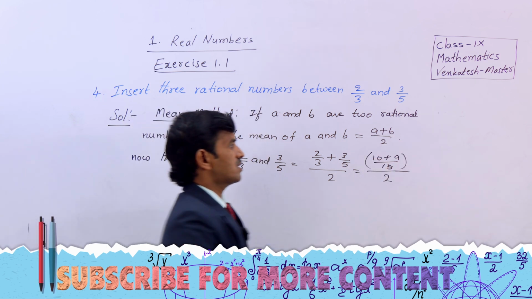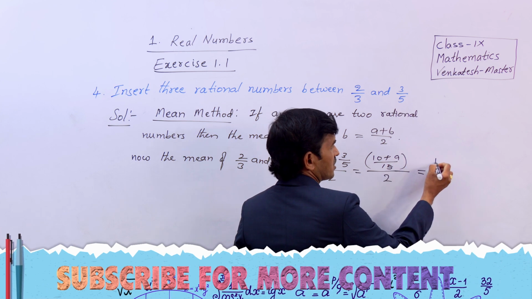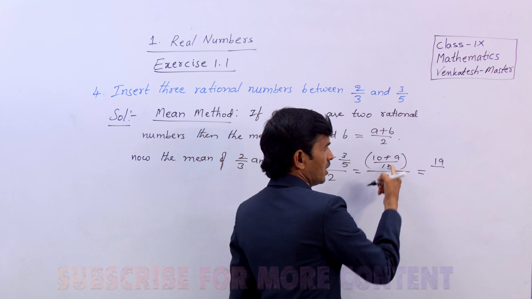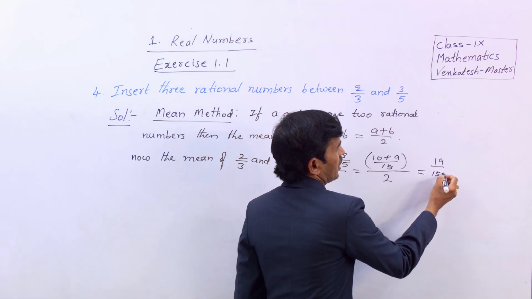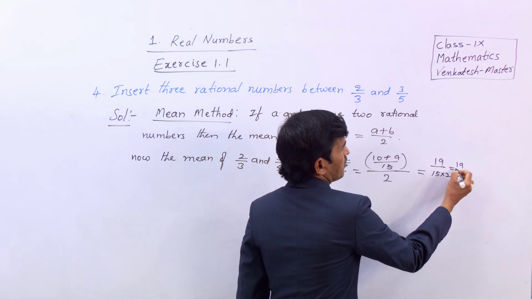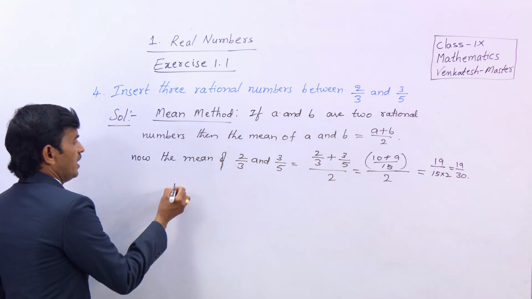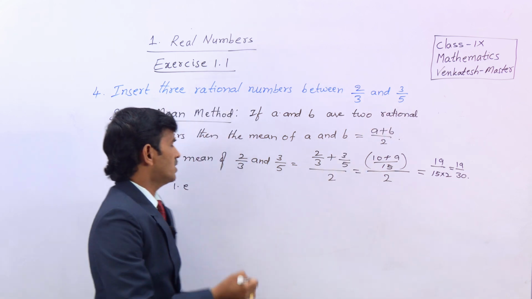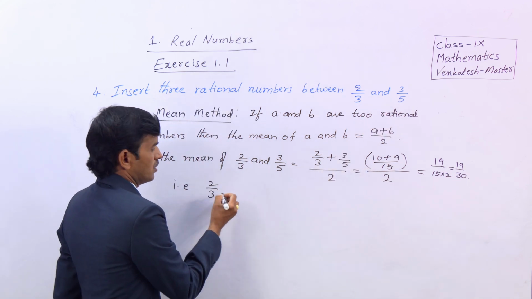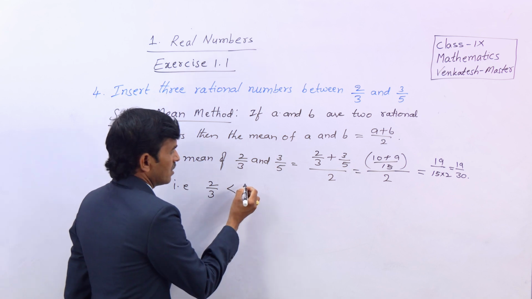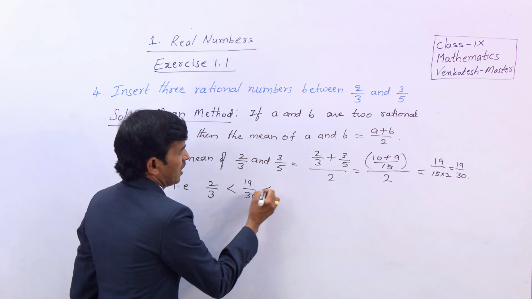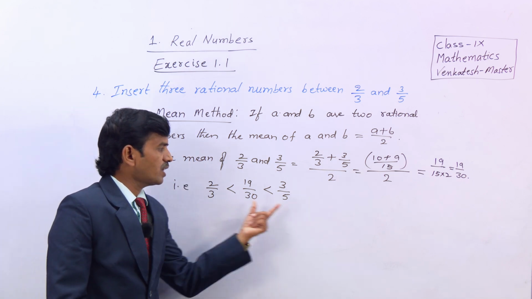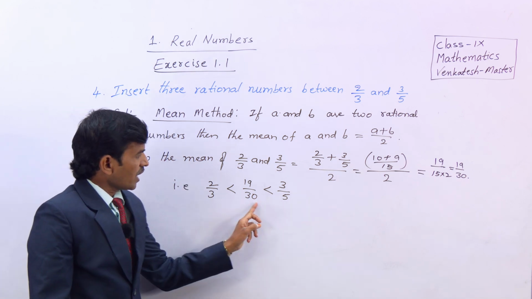So what does it give us? 10 plus 9 is 19 by 50... this is a denominator, this is also a denominator. We can write it as 15 into 2. So 19 by 30. This is the mean of the given 2 numbers. So it lies between these two: 2 by 3 is less than 19 by 30, which is less than 3 by 5. Always the mean value lies between the given 2 values. Therefore, we can write it in this way.